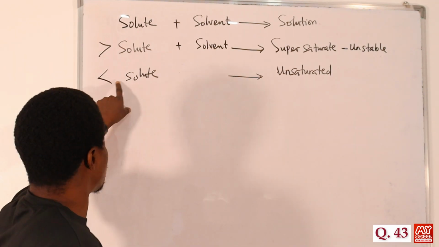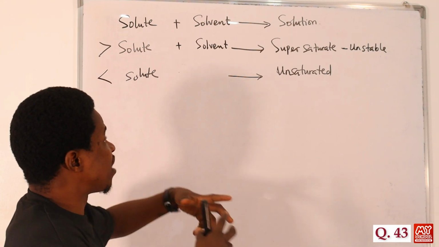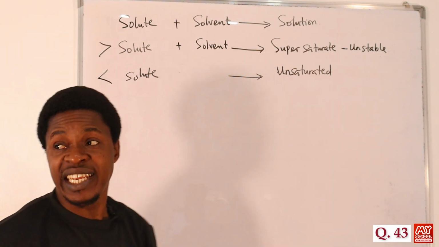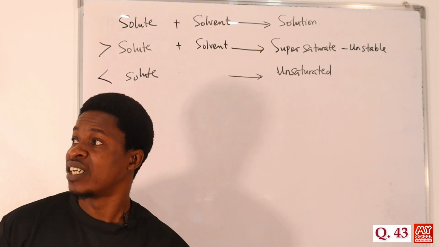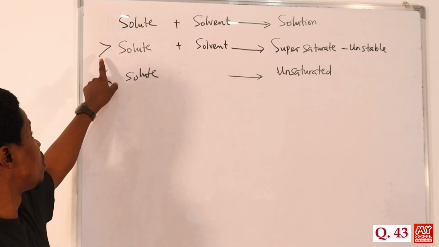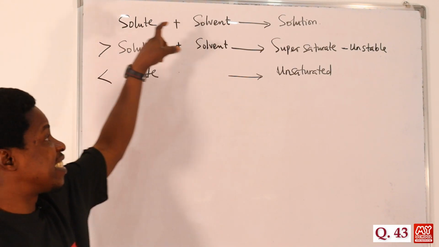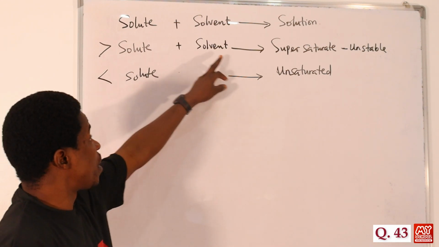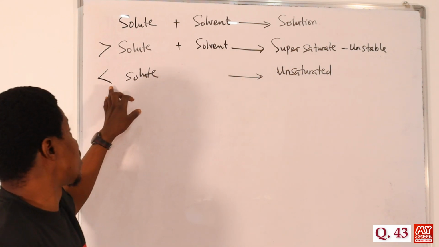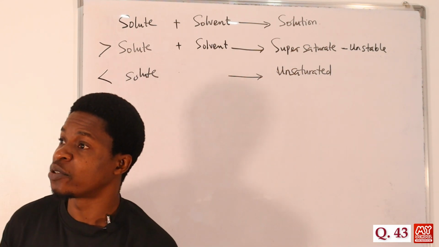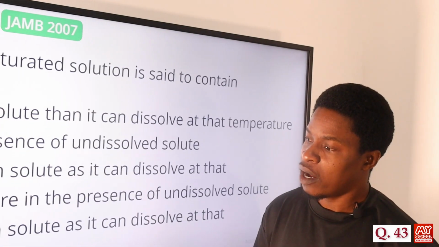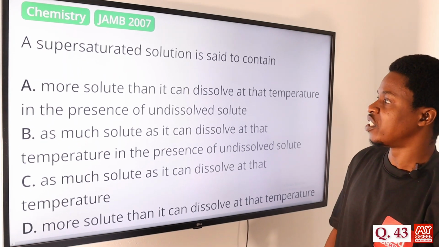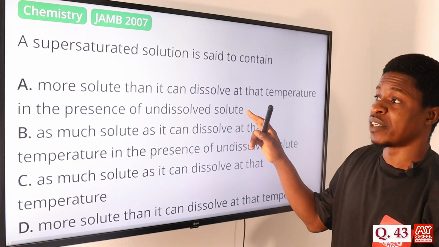But if we have less solute dissolved than it can take in that solution, we say we have an unsaturated solution. The question is saying a supersaturated solution is said to contain, if we have more solute than it can take when it is at equilibrium, at that temperature, we say we have a supersaturated solution. Let's look at the options on the screen. Option A says more solute than it can dissolve at that temperature in the presence of undissolved solutes. So no, it's not going to even be a saturated solution.